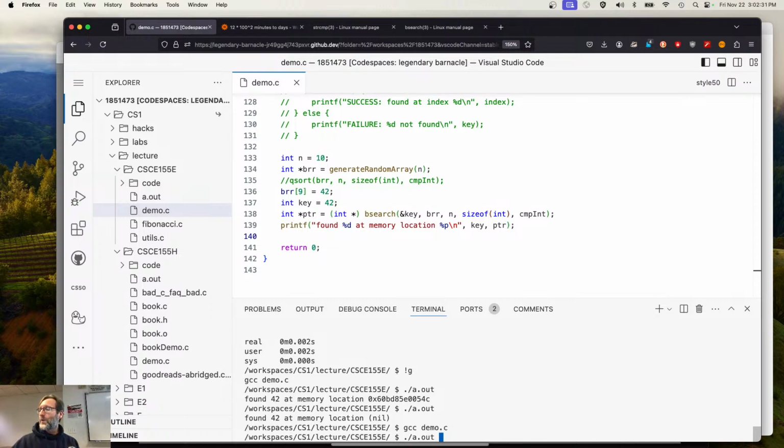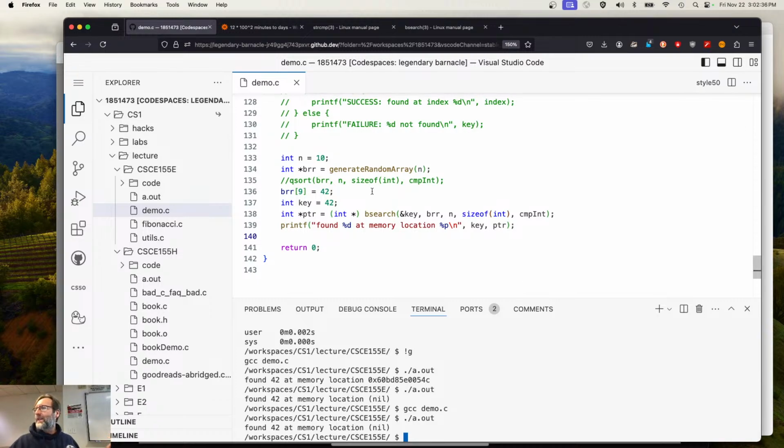So let me run this one more time, right? All right, but wait a second. I cheated. I made sure that the last one was 42, but it's saying that it couldn't find it. Why? Same problem as before. It's not sorted, right? So it has to be sorted in order for binary search to work. There, 42 at memory location. Oh, come on. It should be in there, right? Key.